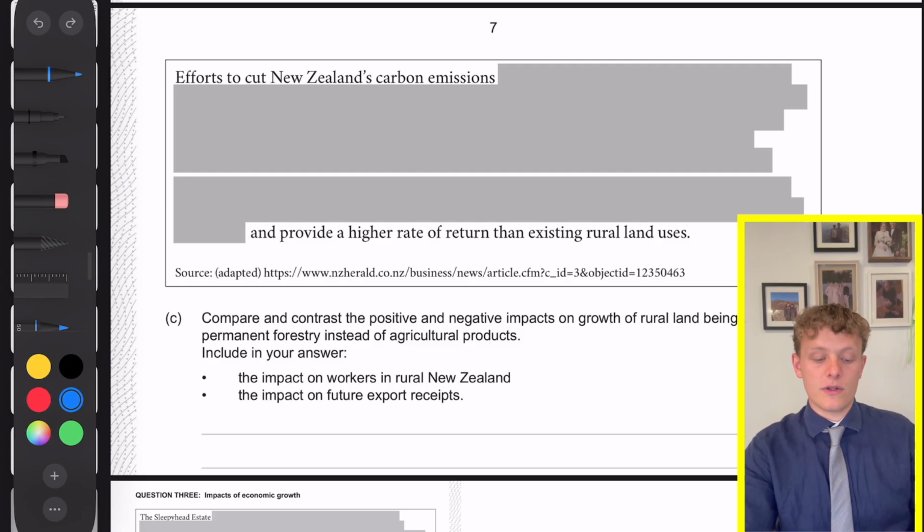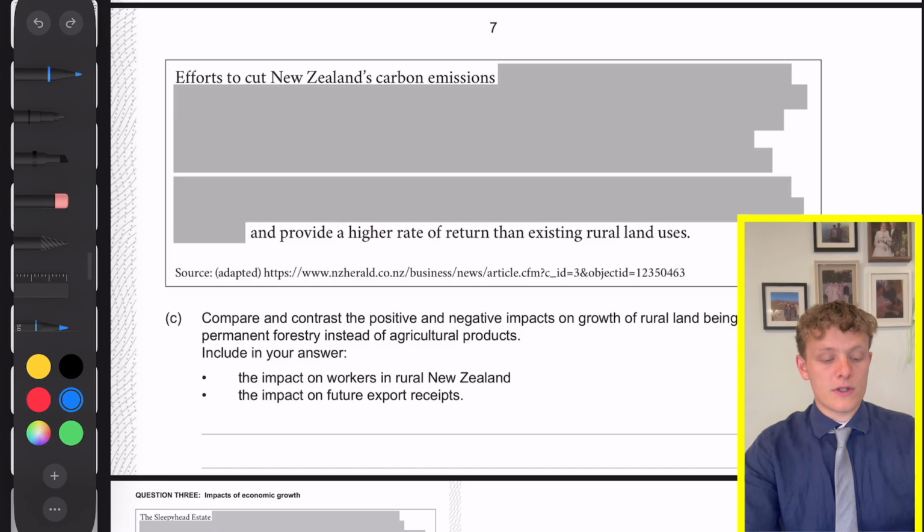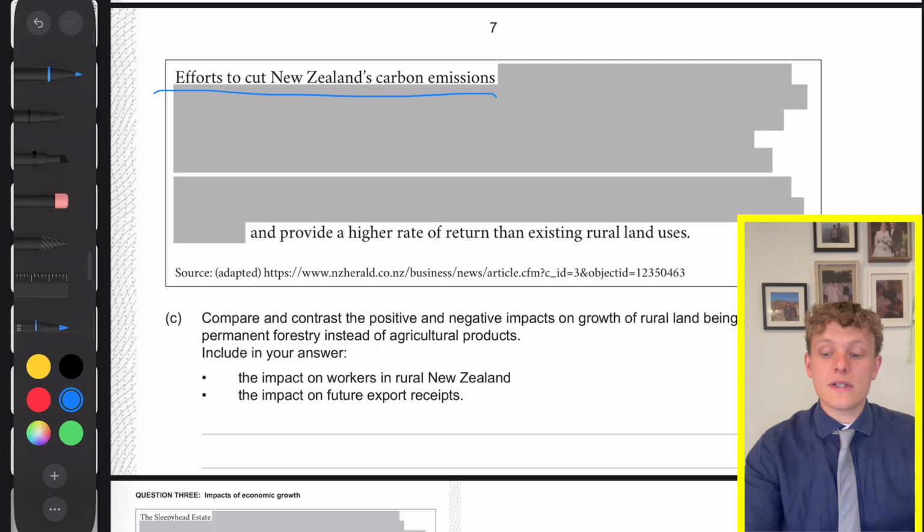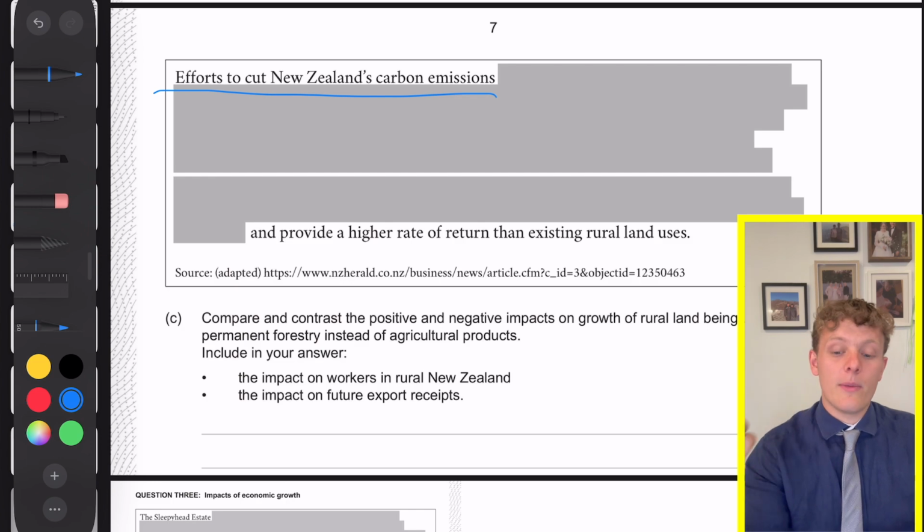So the impact on workers in New Zealand. The impact on workers is going to be less workers. Of course, it's going to take less hours, less manpower to run a forest than it is to run a dairy farm. So there's going to be a negative impact on workers. They're going to have less hours, less job security, or perhaps lose their jobs.